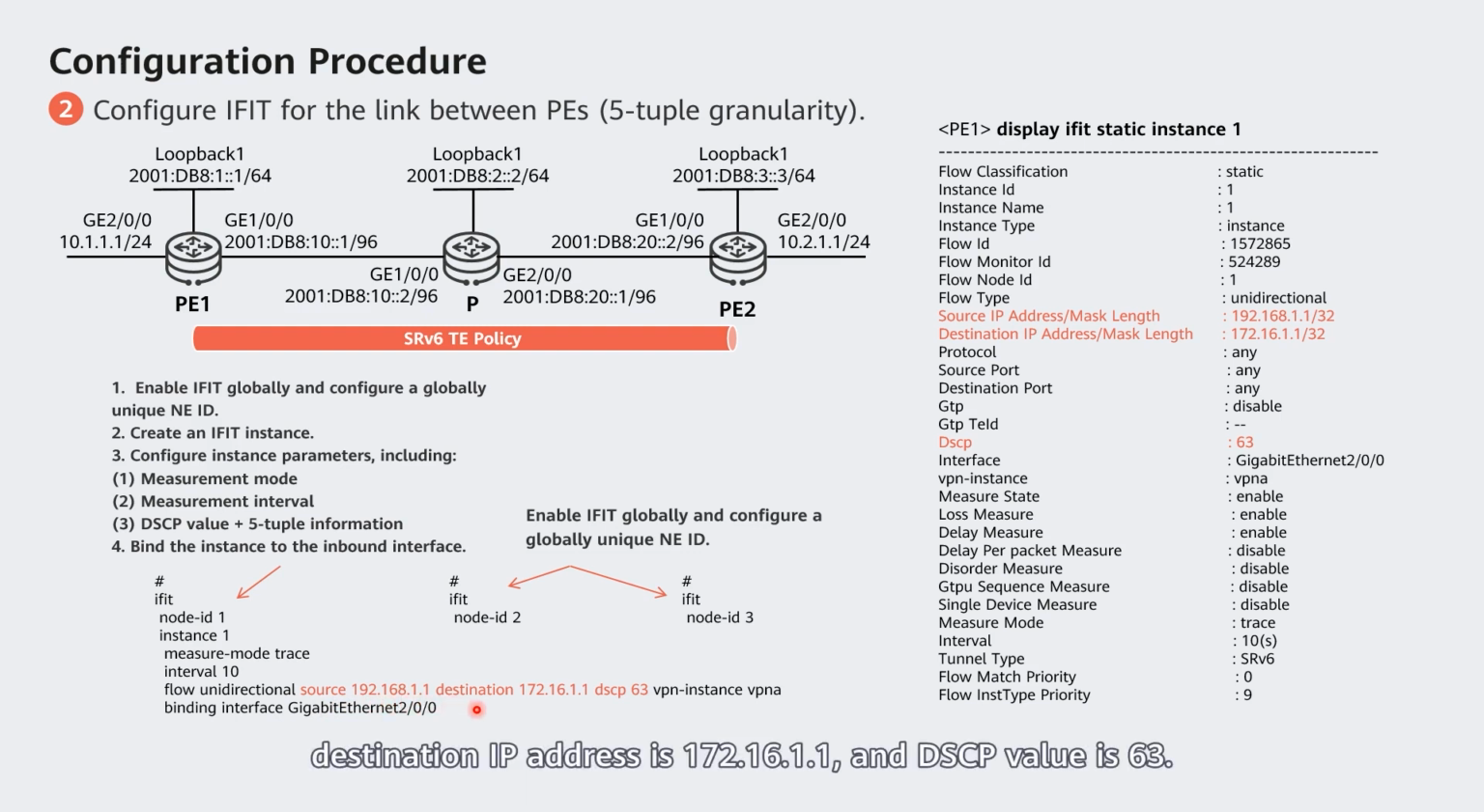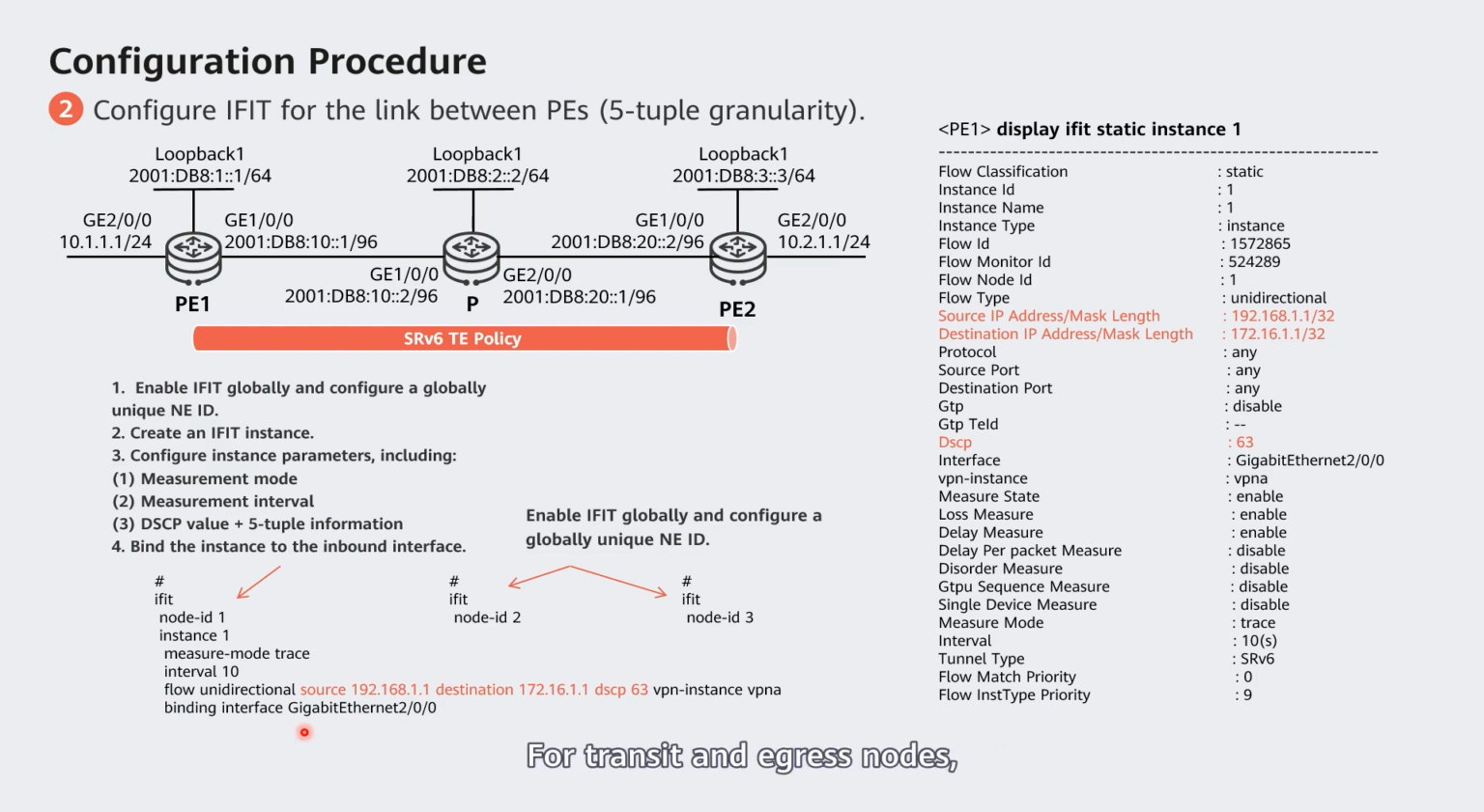In this example, we create a target flow whose source IP address is 192.168.1.1. Destination IP address is 172.16.1.1, and DSCP value is 63. The flow belongs to VPN A. 4. Finally bind the target flow to the inbound interface of PE1. This wraps up configuring the ingress.